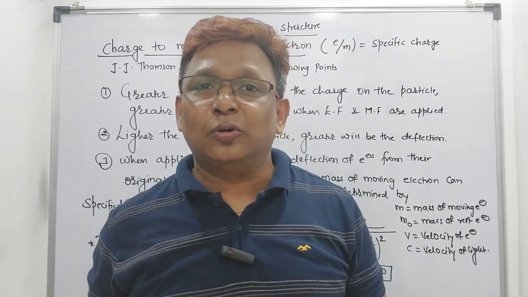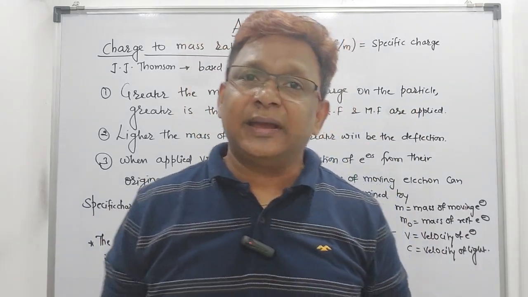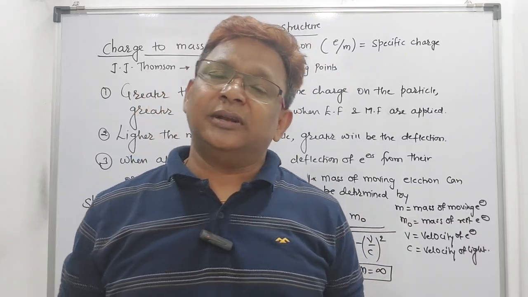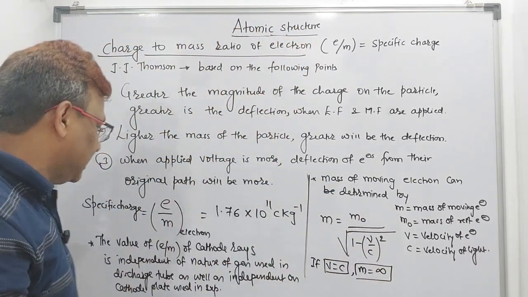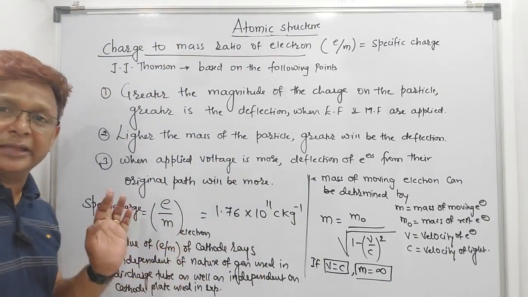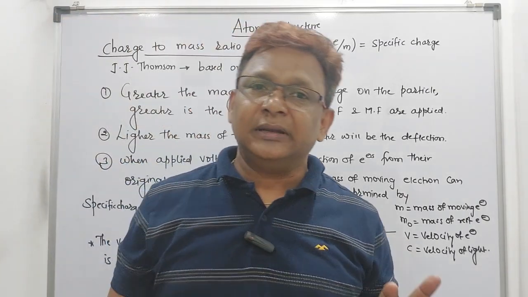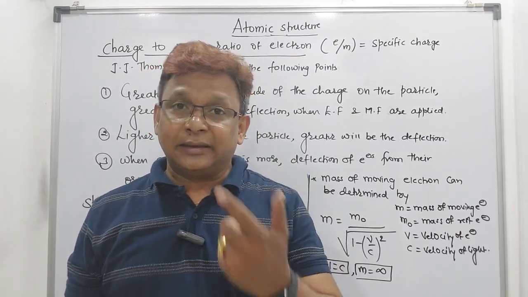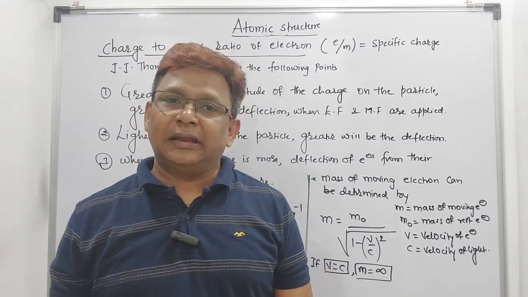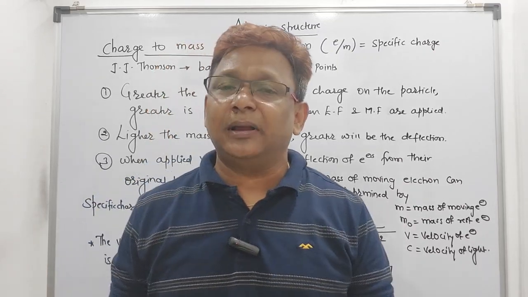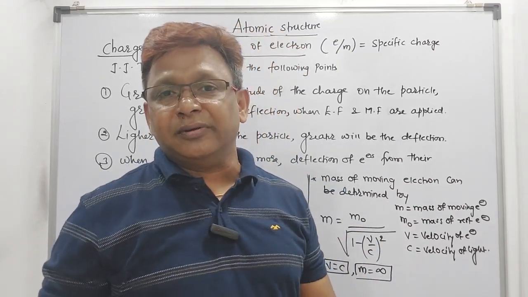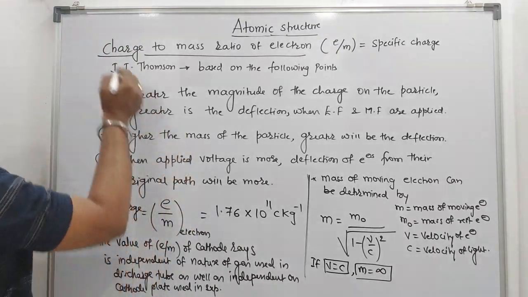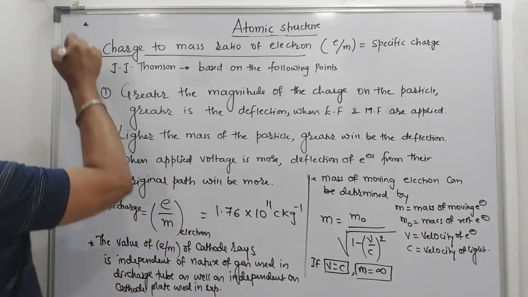So indirectly, cathode rays are independent of the nature of the gas used in the tube, as well as independent of the cathode plate used in the discharge tube. This means the e by m ratio for the cathode rays is also independent of the nature of the gas, as well as of the cathode plate used as electrode. That means this shows that, beta, electrons are the universal constituent of all matter. Now the place is not there, but I'll write it, beta. What is that?